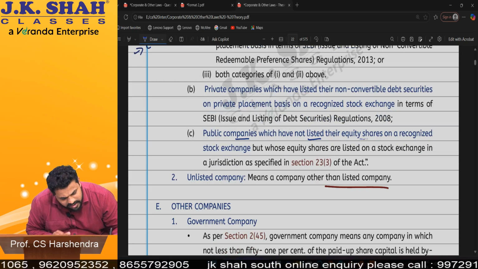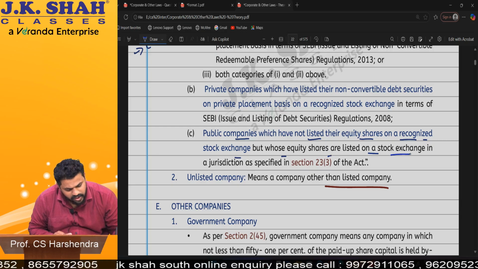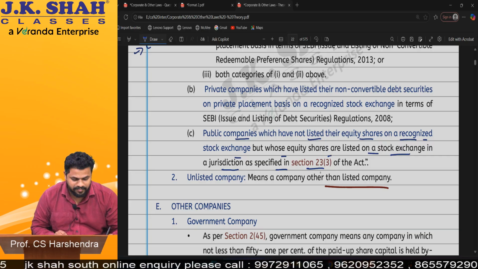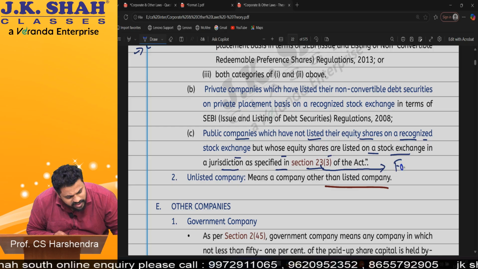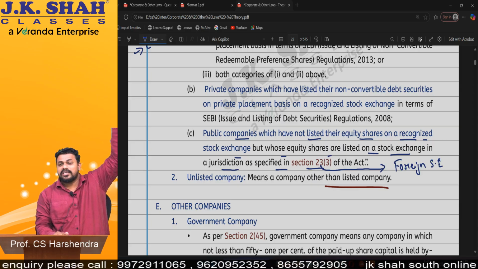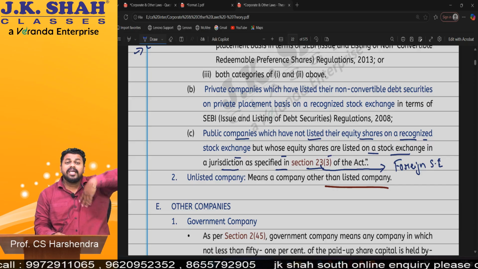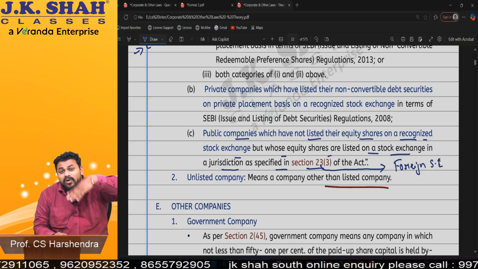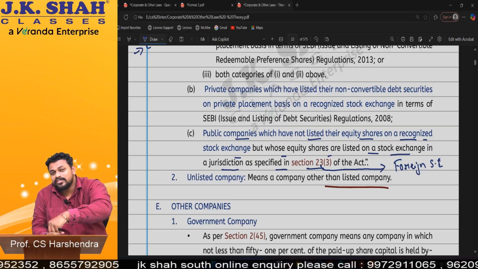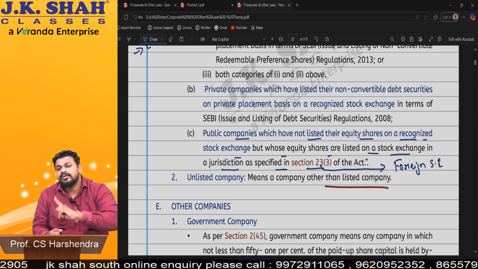Public companies which have not listed their equity shares on a recognized stock exchange, but whose equity shares are listed on a stock exchange in a jurisdiction as specified in Section 23 sub-section 3 of the Act. Sir, what is this? This is a foreign stock exchange, for example the American stock exchange, Nasdaq. So in case my company is a public company that has not listed its equity shares on an Indian stock exchange, but has listed them on a foreign stock exchange, will it be called a listed company?